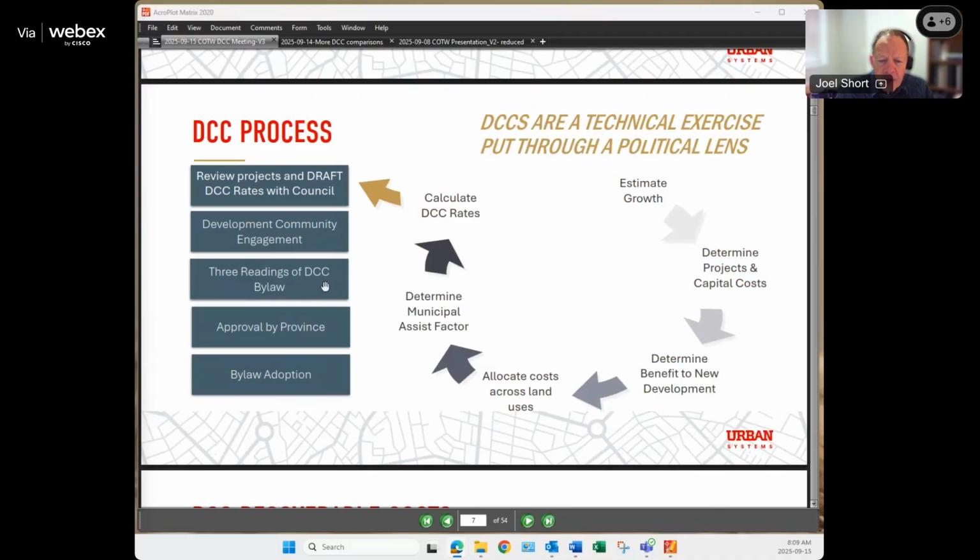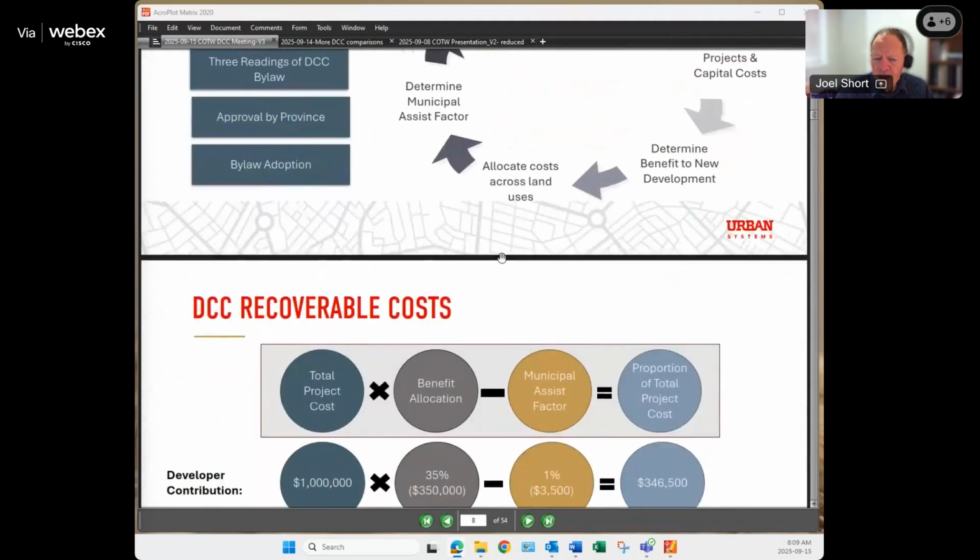And then it moves to 3 readings of the DCC bylaw and approval by the province. The province needs to approve the development cost charge bylaw. The inspector of municipality needs to review it, and that usually takes 2 or 3 months, and then it comes back for bylaw adoption. So that's the overall process.